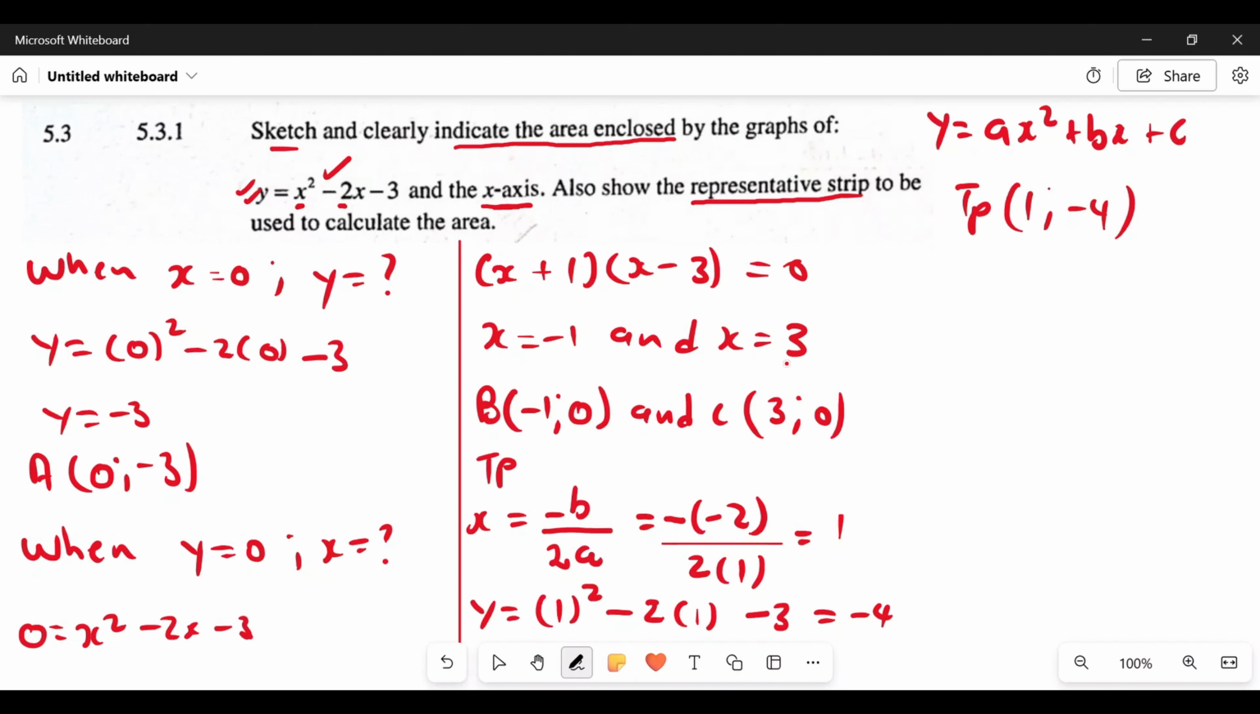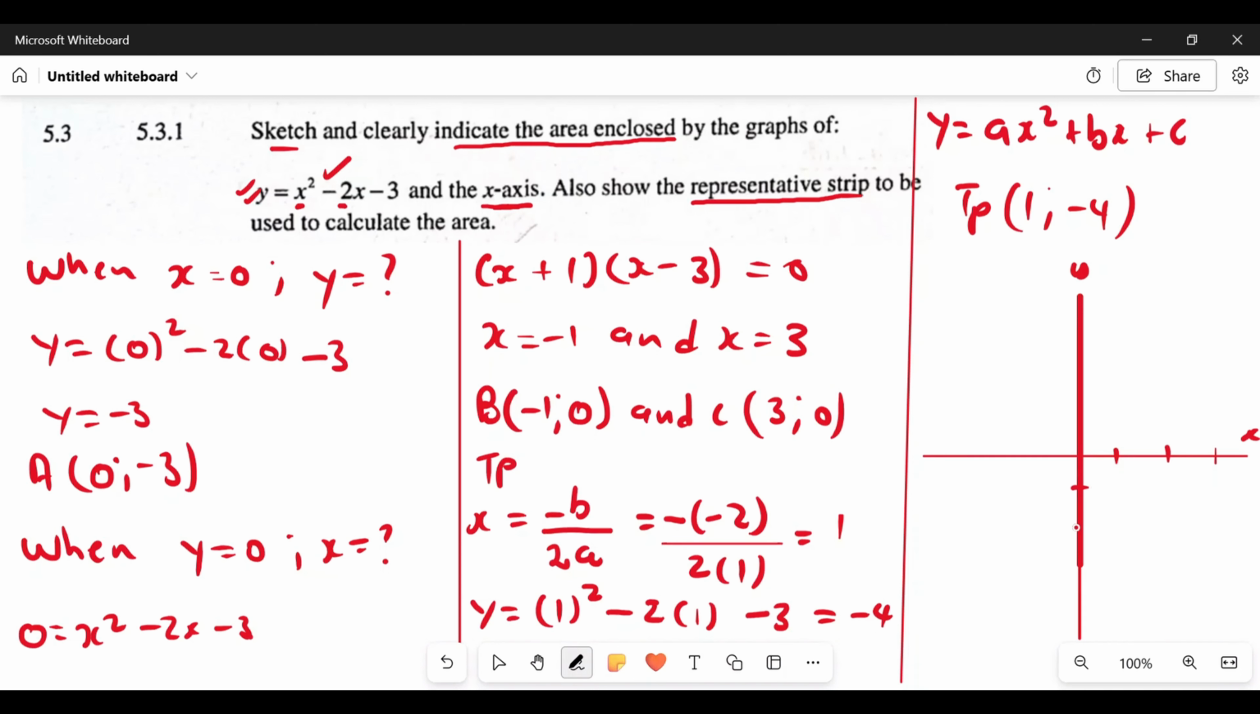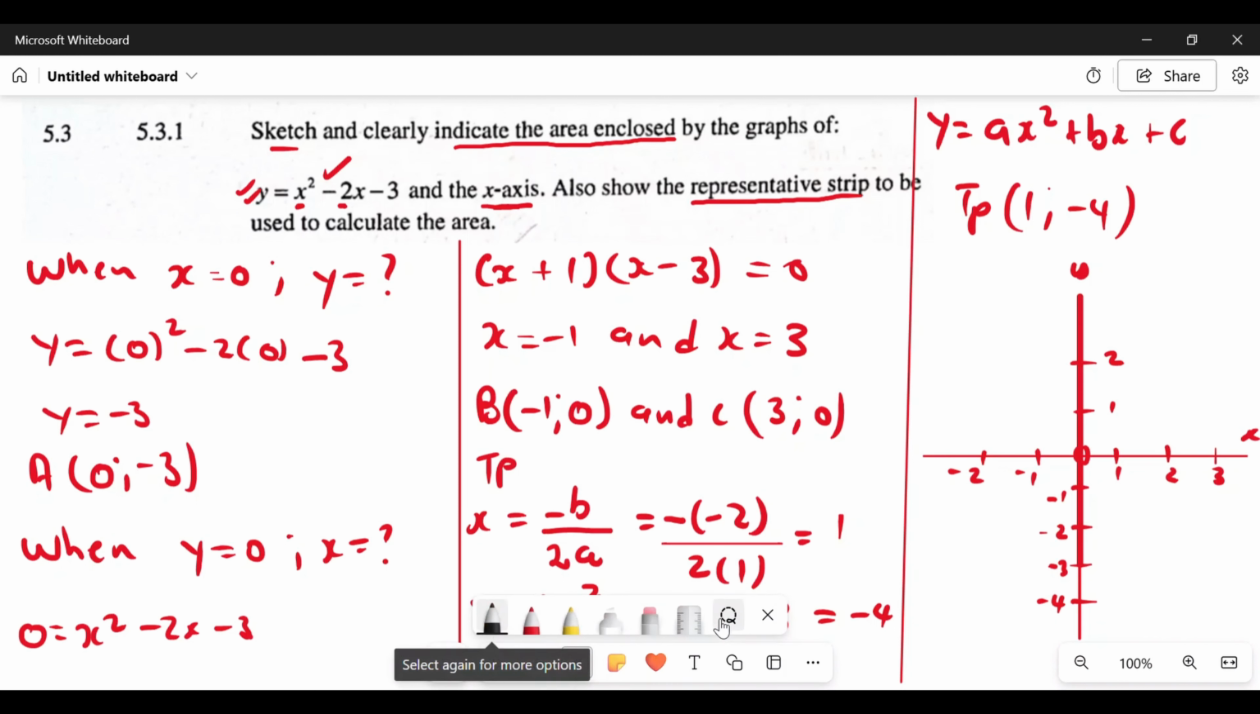Now that we have all the necessary points, we are able to draw our graph. So let's draw our parabola graph. So I'm going to do this here and then draw our graph here, guys. Let me first draw the Cartesian plane. All right, so here is our Cartesian plane. So it's time for us to plot our graph here.